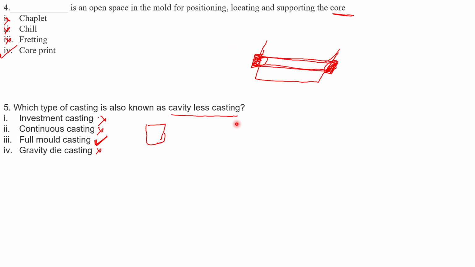Coming to the next question: what is an open space in the mold for positioning, locating, and supporting the core? We generally make core prints for supporting the core material when we are talking about casting. If this is a core, so this is a core pattern. For hanging this core pattern, we generally make some core prints inside the molds so that we can easily hang this core inside our casting material wherever we want.